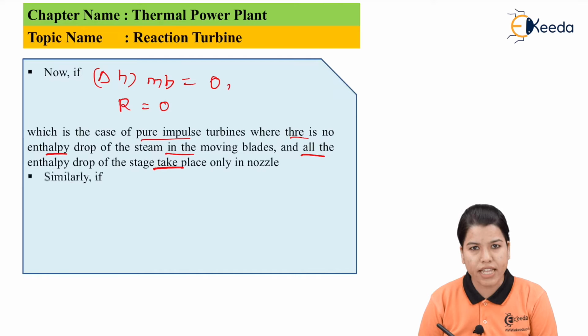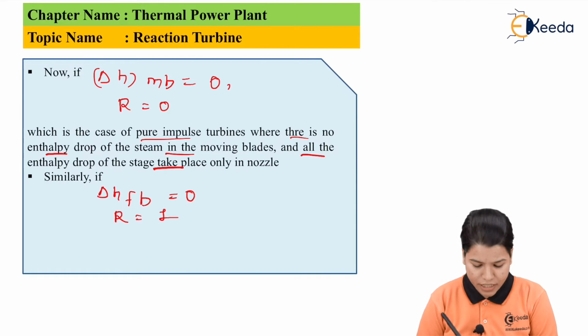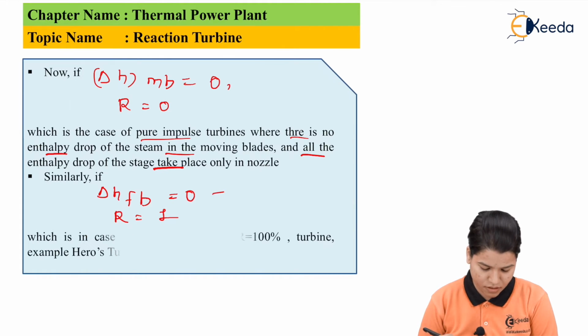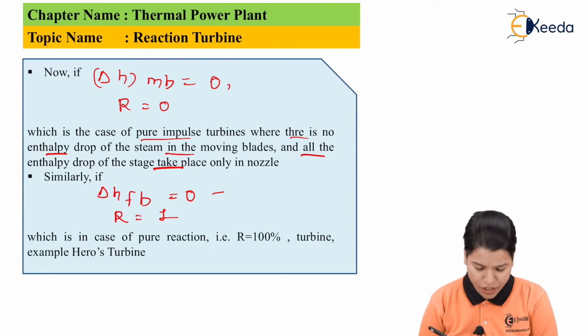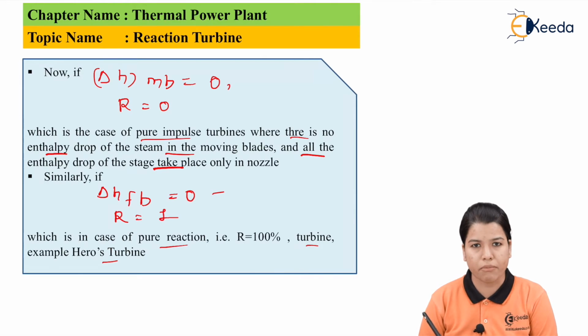Similarly, if we consider that delta HFB is equal to 0, then the value of R, that is the degree of reaction of the reaction turbine, is equal to 1. So this represents the case of the pure reaction turbine, that is reaction equal to 100%. An example of this type of turbine is Hero's turbine.